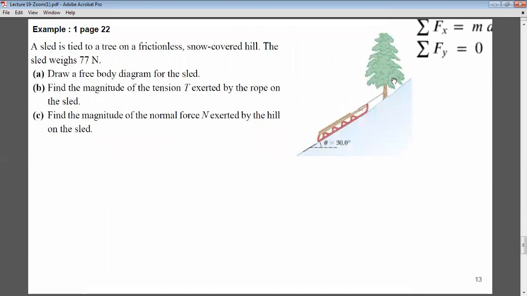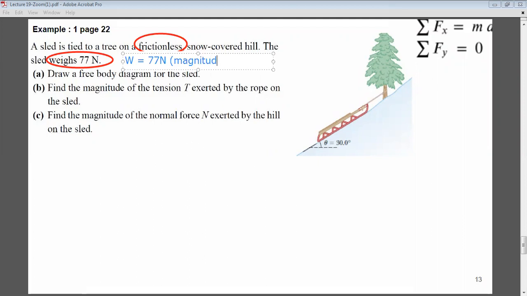Let's apply this to this simple example here. There is this sled tied to a tree on a frictionless, so there is no friction, snow-covered hill. The sled weighs 77 Newtons. So this is weight equal to 77 Newtons. This is weight as a magnitude, okay? The first question is draw a free body diagram for the sled.